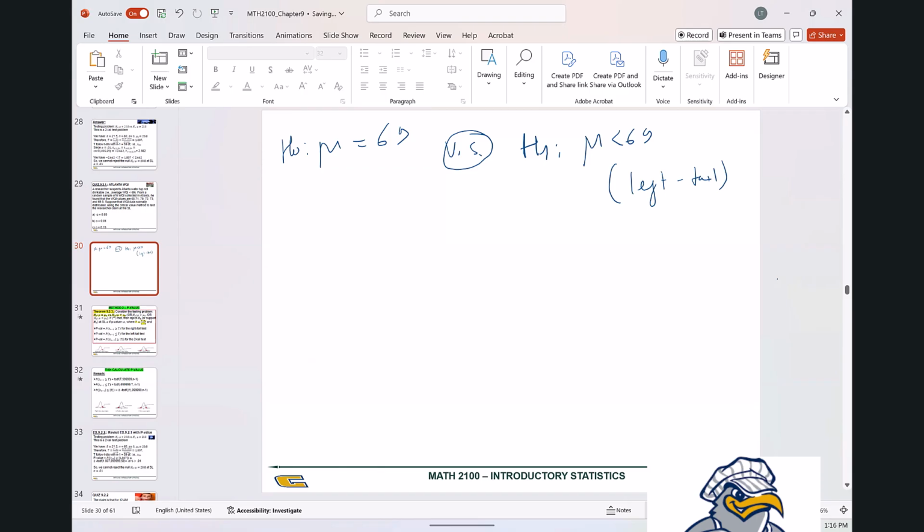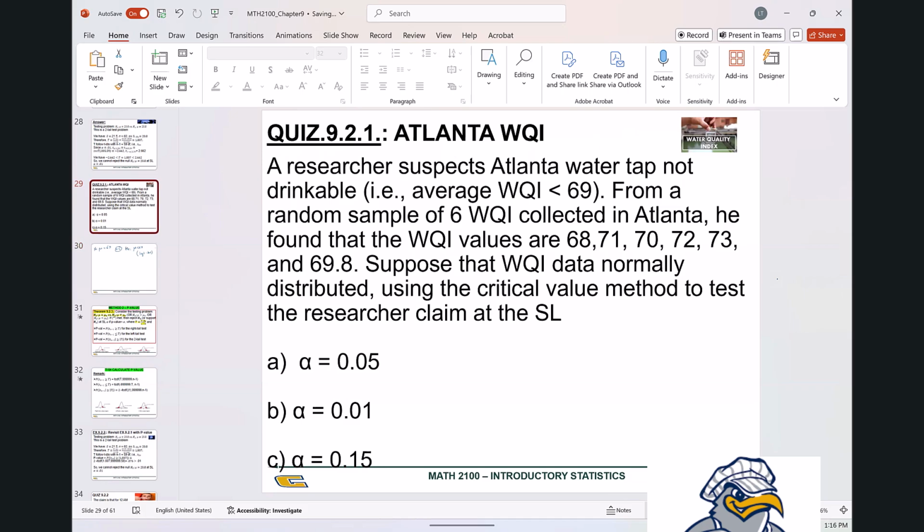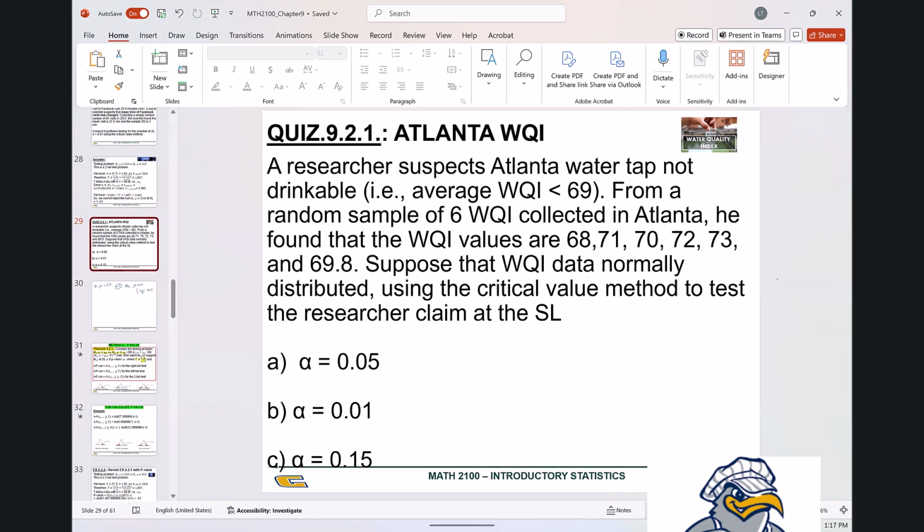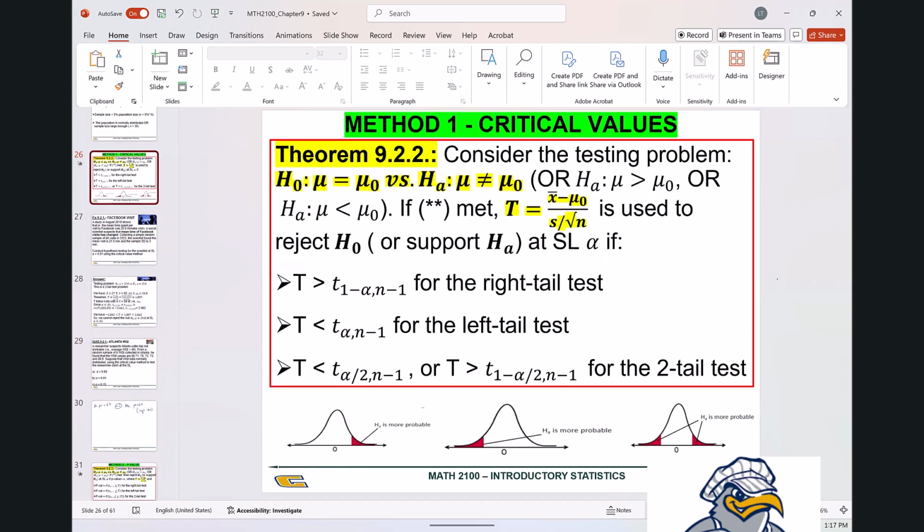So you have a sample of 6: 68, 71, 70, 72, 73, and 69.8, which is your data here. And you want to use the critical value method for the left tail test. Look at the theorem: if condition 2 star is met, calculate the test statistic T, and reject H naught if T is less than T alpha, n minus 1.